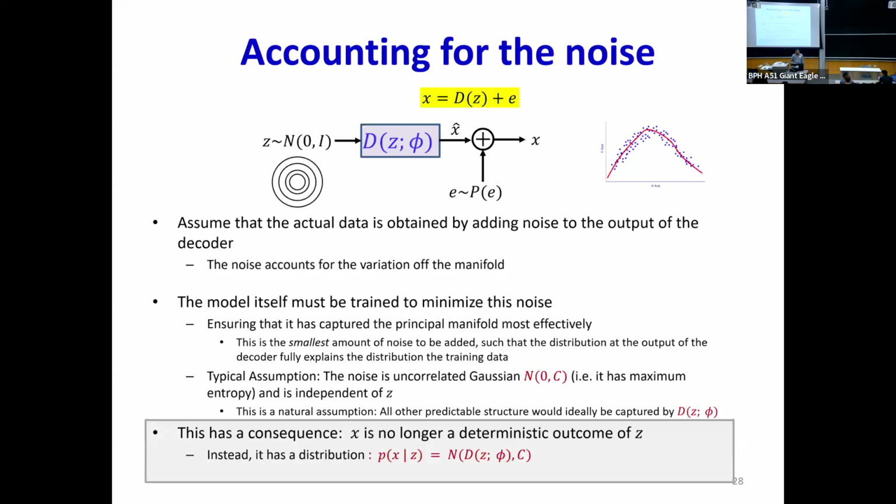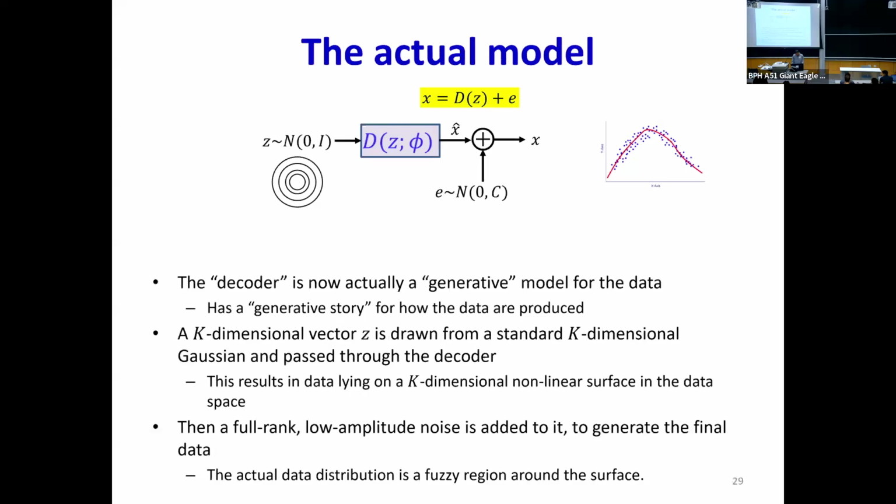But then this has a consequence. And the consequence is this: the moment you say that I'm adding noise to the output of the decoder, that means there's no longer a one-to-one correspondence between what went into the decoder and what came out of the decoder, because for any input, depending on the noise that you add, the final output could be different.